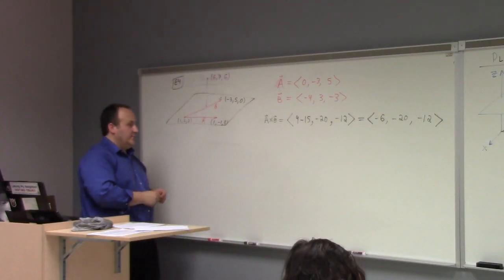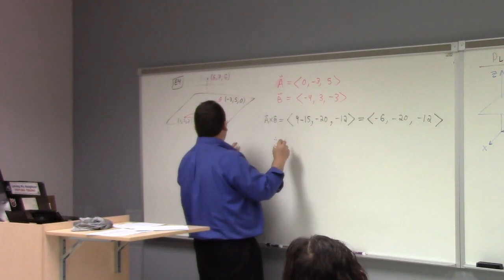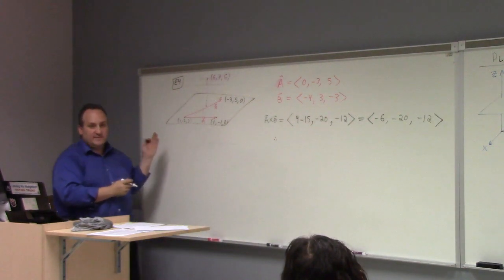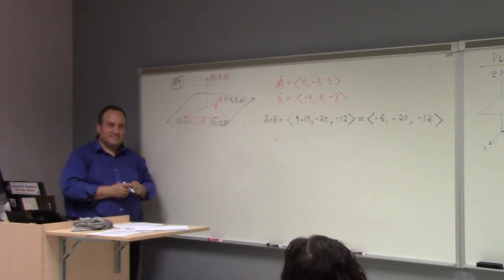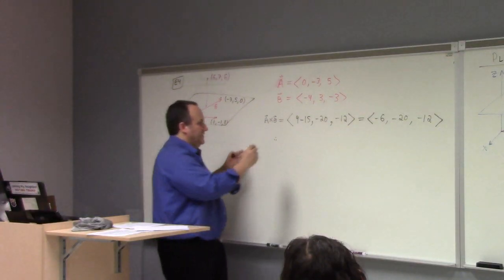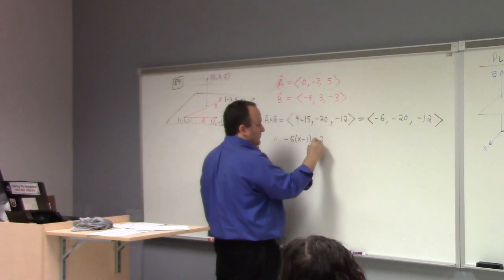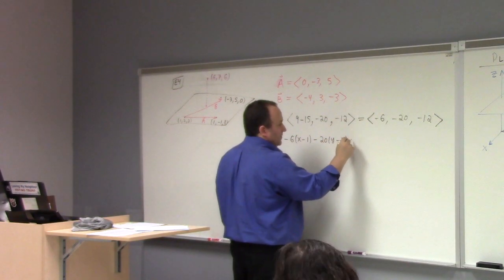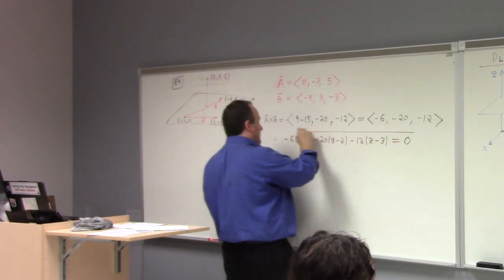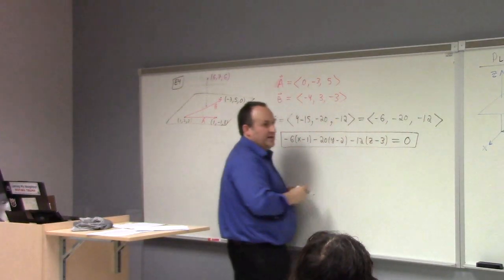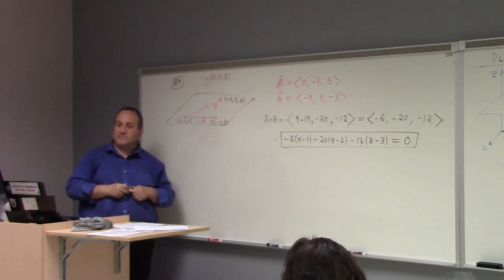What's the equation for the plane then? You've got your choice of base points, right? Which one do you guys want to use? It doesn't matter. 1, 2, 3, all right, fine, we'll do that. So minus 6 times x minus 1, minus 20 times y minus 2, minus 12 times z minus 3. There you go, guys. That is the equation of the plane. And sometimes I just ask you that equation. I say, here's 3 points on a plane, find its equation.